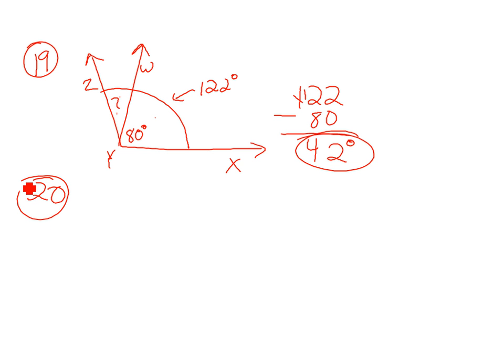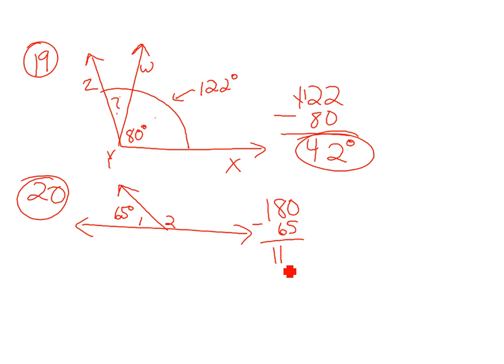Number 20. We know angle 1 and angle 2 are a linear pair. Angle 1 is 65 degrees, so to find angle 2, we just subtract from 180. We get 115 degrees. That's our answer.